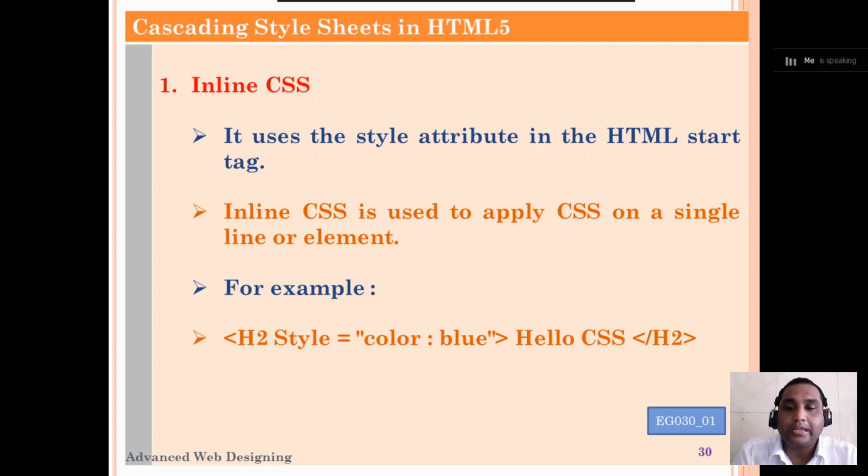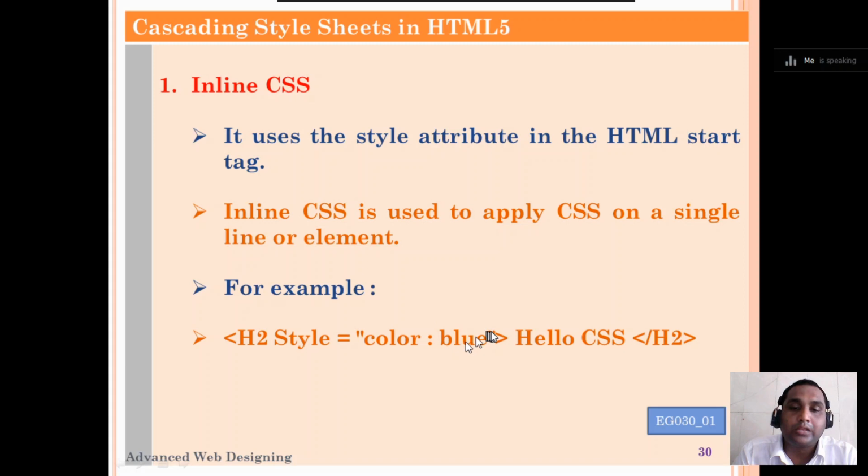For example, H2 style equals color colon blue. Now here, this style is said to be an attribute of the H2 tag. Style is a universal attribute. In my previous lecture, I told you what a universal attribute is. A universal attribute can be applied to any HTML tag, any HTML element. Here, color is a property, and blue is a value.